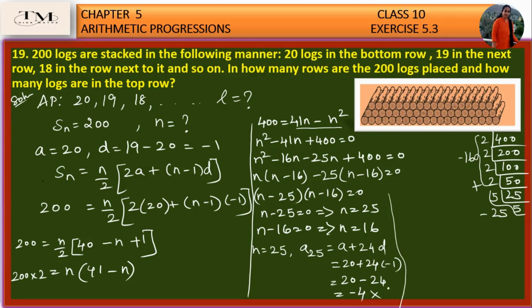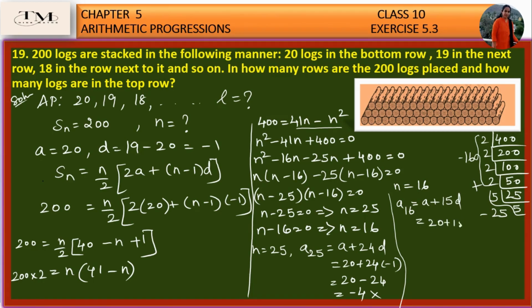So I think n is equal to 16 is possible. So if n is equal to 16, there are 16 rows. So in the 16th row, that is in the last row, how many logs are there? A16 is nothing but a plus n minus 1 into d. So n minus 1 means 16 minus 1, which is 15d.